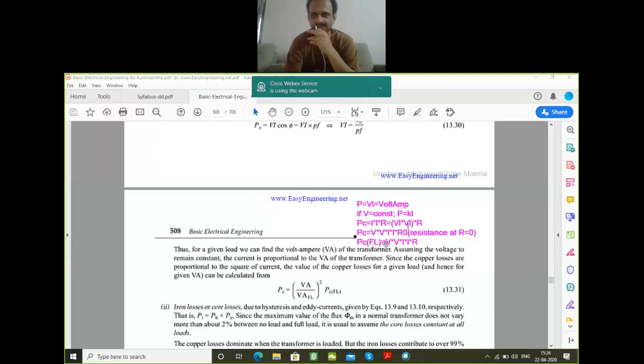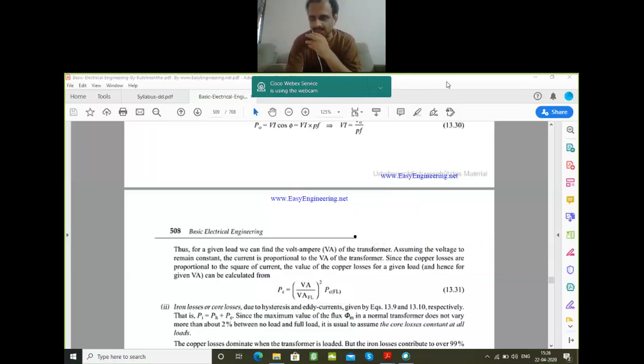This is the voltage at full load, and this is the voltage at no load. So V squared I squared, or VA squared at full load. That relationship I will get here, so I can write it as this equation. Okay, this is easy. The derivation is not given; I have written all this just for your understanding. You just have to remember the formula.